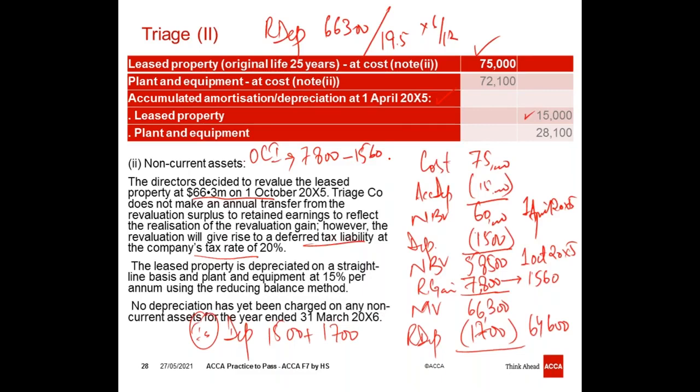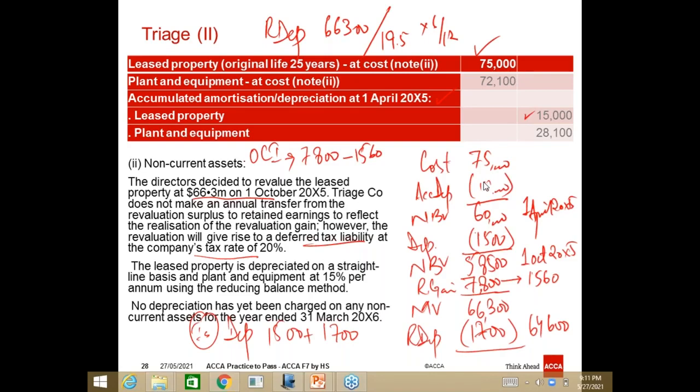Now I'm here. If you have an issue, please do ask. Why did you divide by 19.5 in revaluation? Okay.